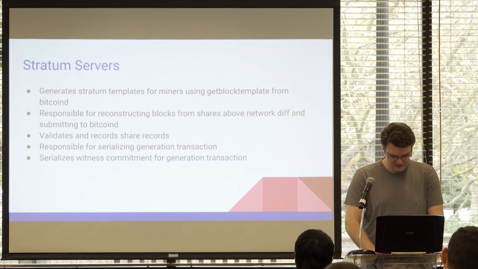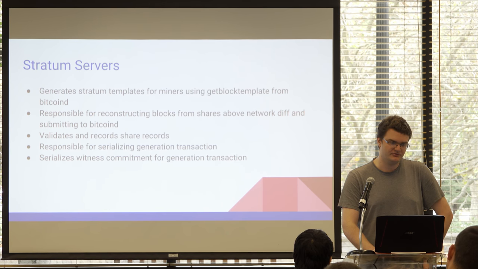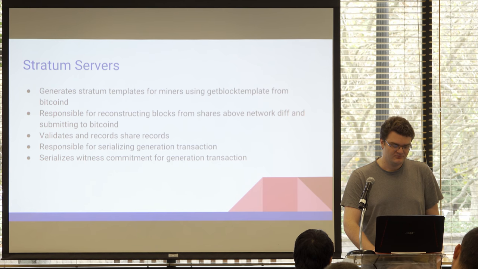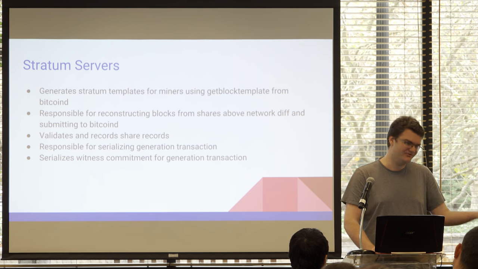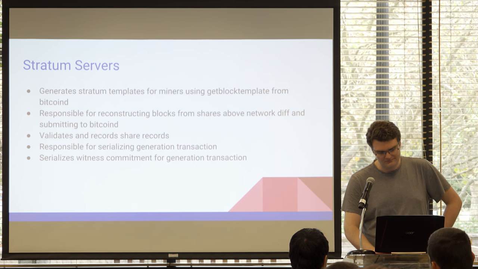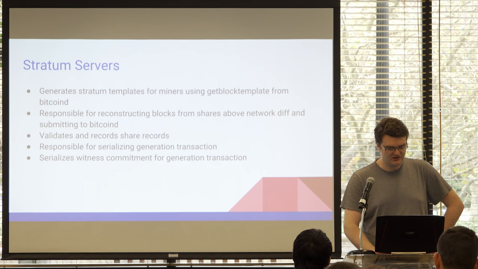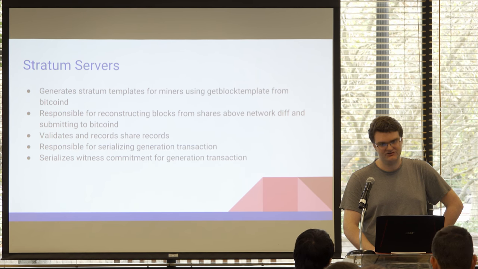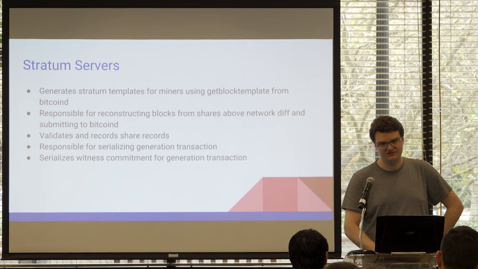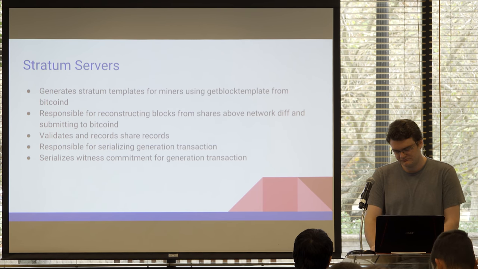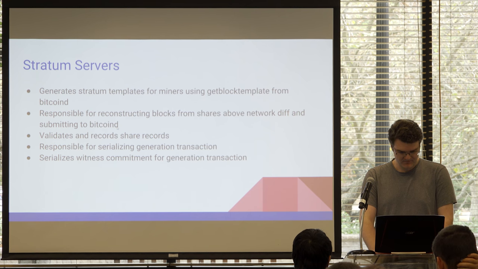Let's see. And yeah, so the Stratum servers are also responsible for validating that returned shares are valid and meet the difficulty requirement. So it's going to be doing that same hashing process basically as the miner, except it's not brute forcing it; it's just checking whatever they submitted. And the Stratum server is also serializing a witness commitment and inserting that into the generation transaction. And generation transaction is just another term for coinbase transaction. And that's basically similar to other Merkle root calculation.